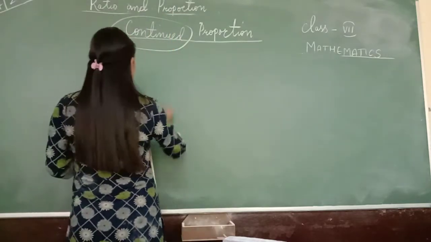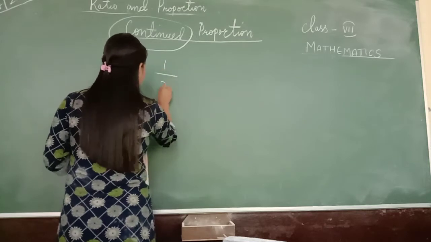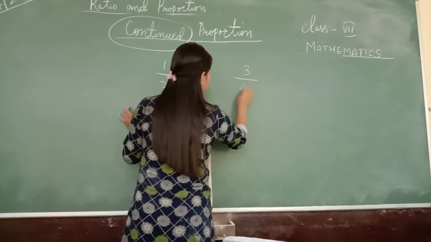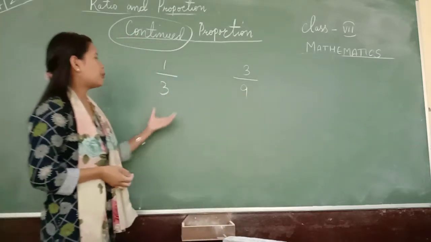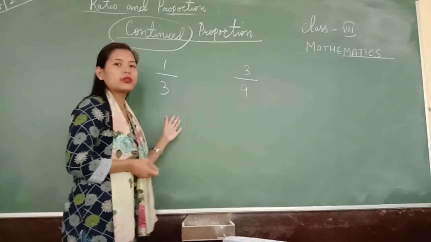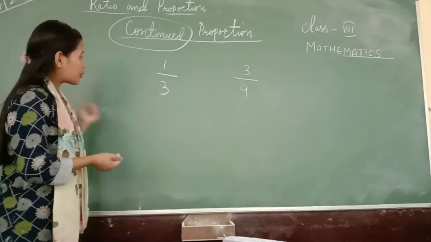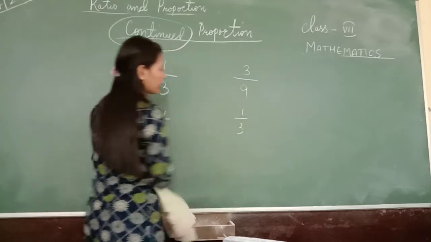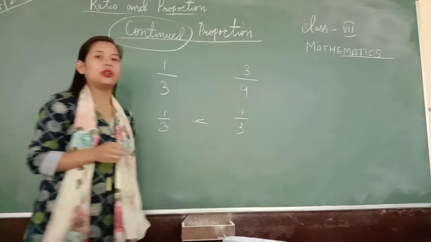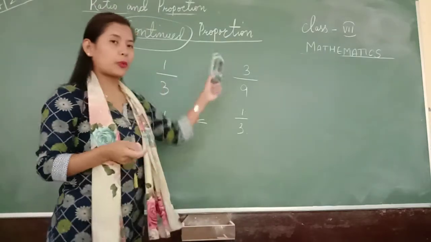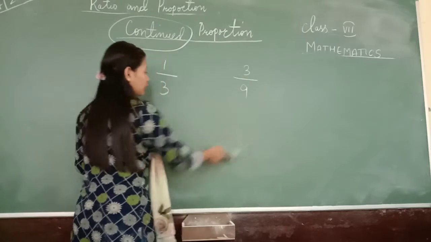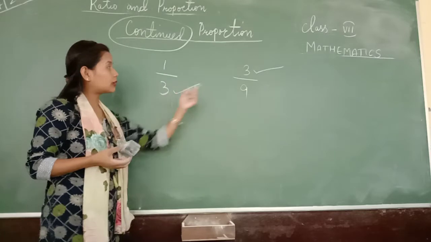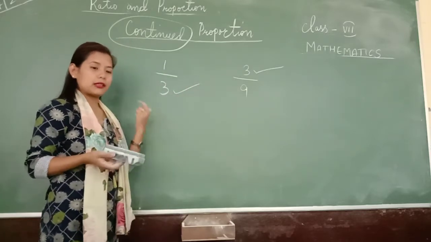Suppose I have 1 by 3 and 3 by 9. If you look at this, are these ratios equal? This is 1 by 3 and this ratio's value is also 1 by 3. So both the ratios are equal, and that is why these terms are in proportion. But if you see here, this 3 and 3 is repeating, right? The second and the third term are repeated. That is, it is in continuation.